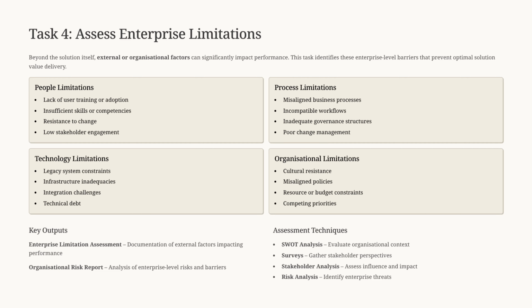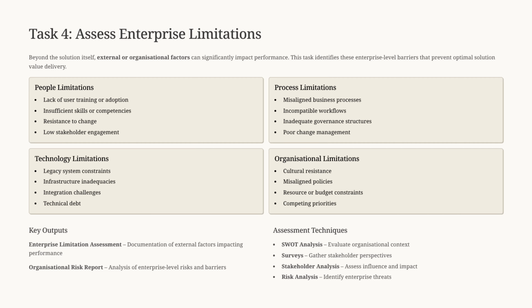Let's break it down. People limitations. Employees resist using new tools or don't have enough training. Process limitations. Old workflows are still being followed even after automation. Technology limitations. Legacy systems, integration issues, or infrastructure gaps. Organizational limitations. Budget constraints, cultural resistance, or conflicting priorities.